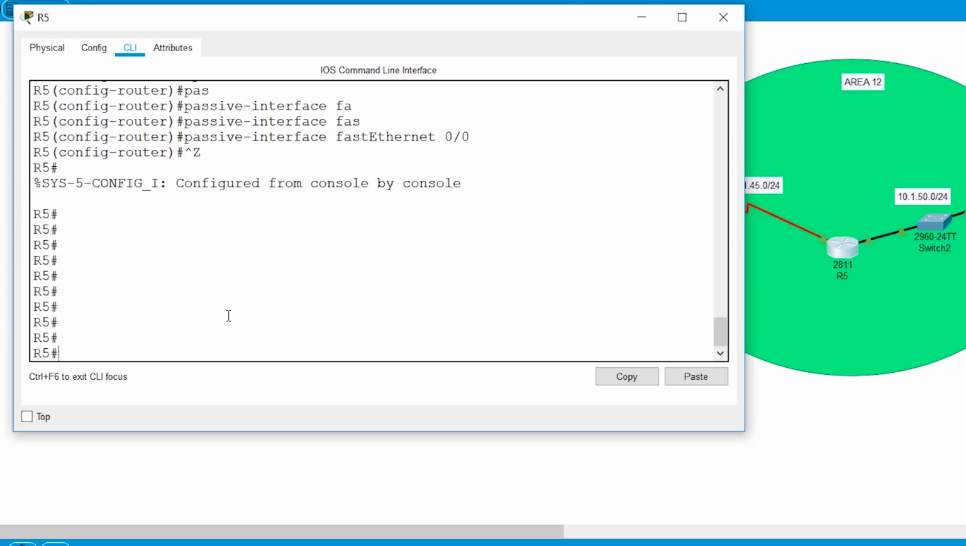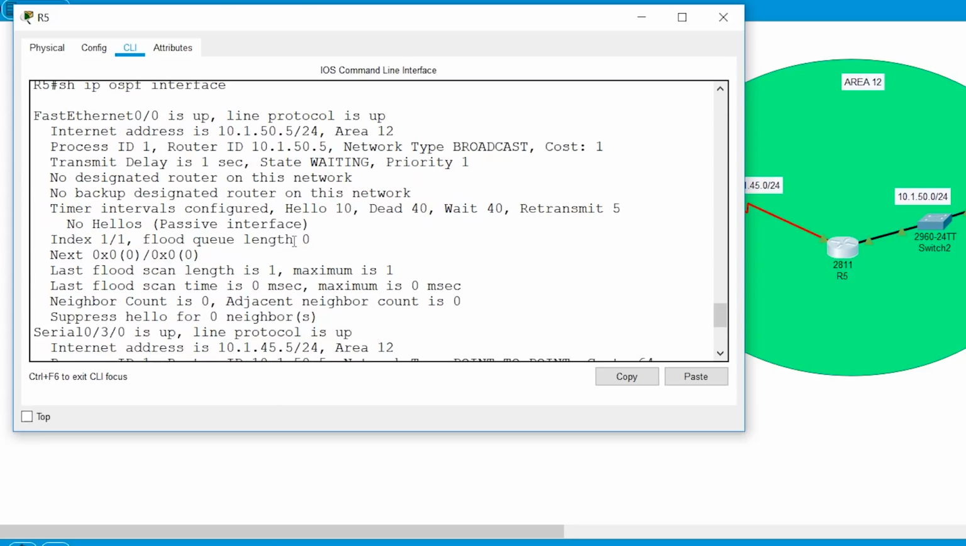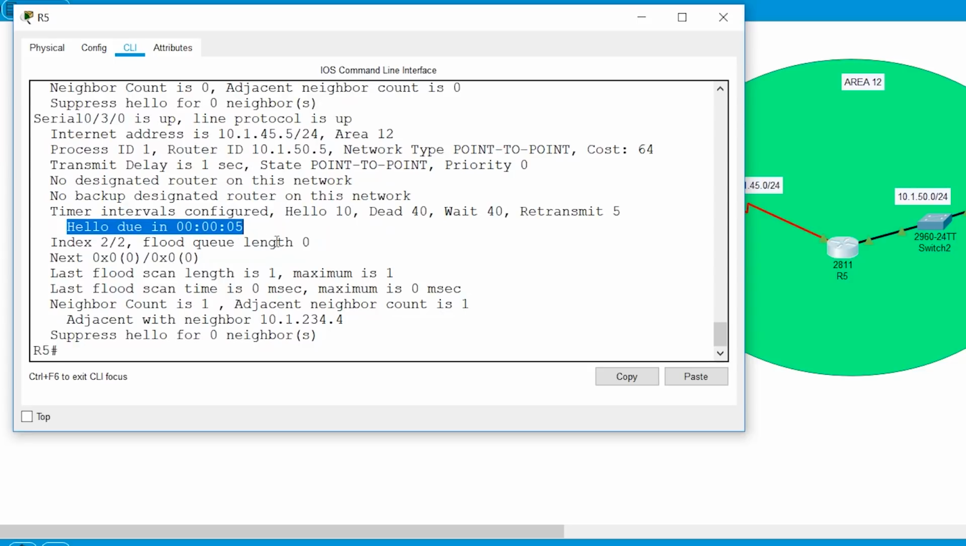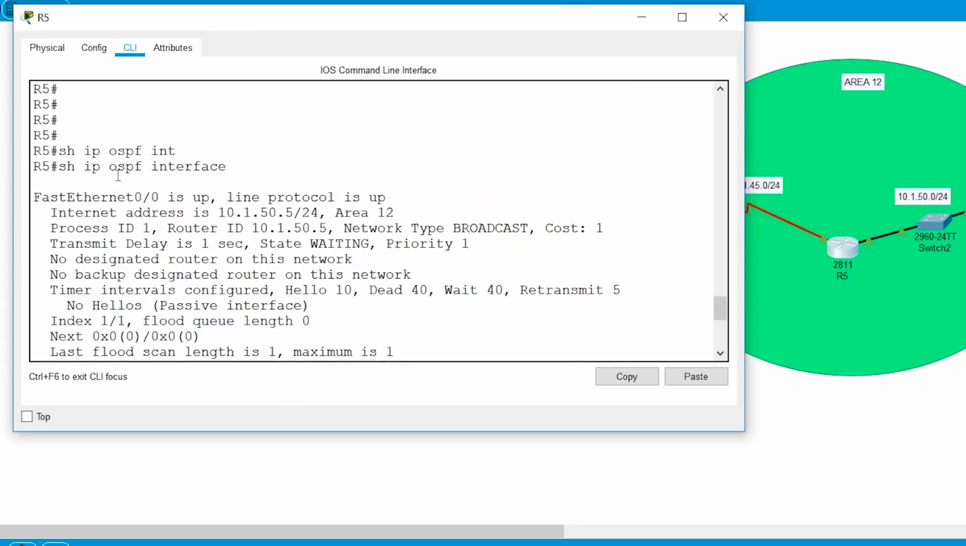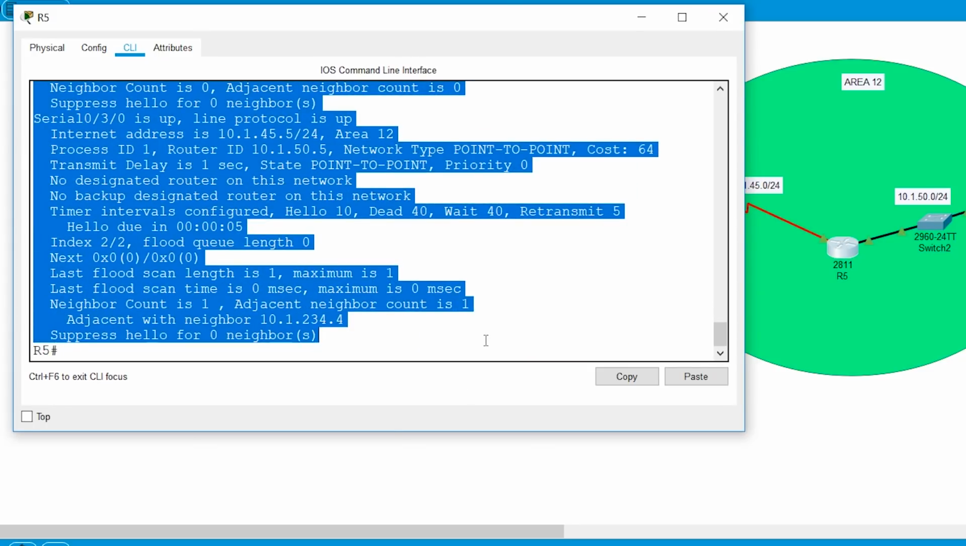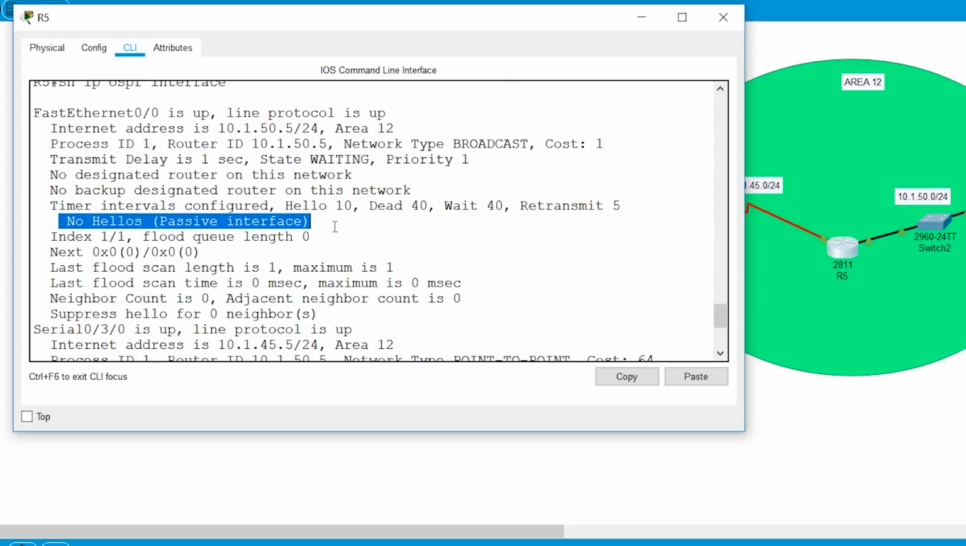So we can look at that with show ip ospf interface. We can see that hello is due in 5 seconds on one interface, and here it says no hellos because it's a passive interface. So there's no hello going on FastEthernet because it's a passive interface, but here hello is due. This is how you know if an interface is passive. If you are only given this output in your exam and asked which is a passive interface, you know FastEthernet 0/0 is a passive interface because there is no hello going there.